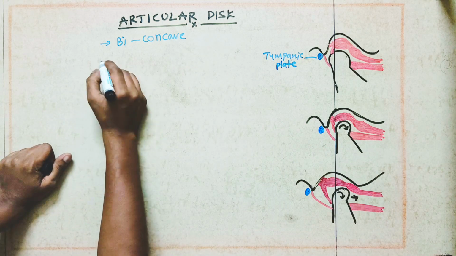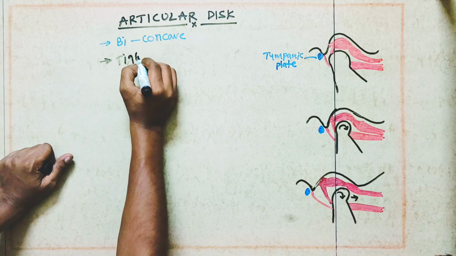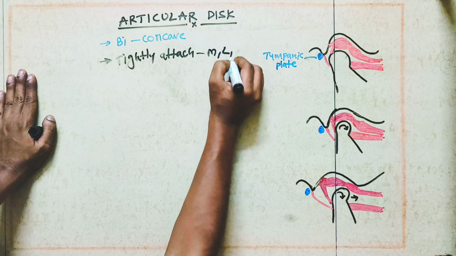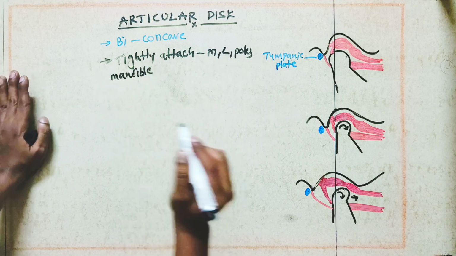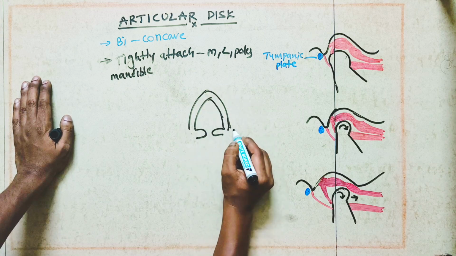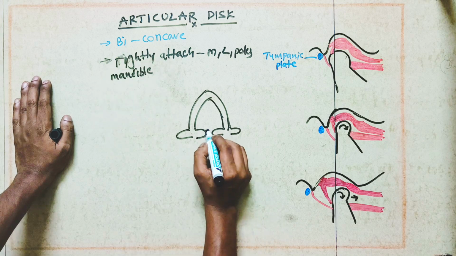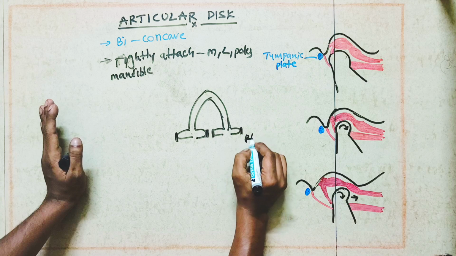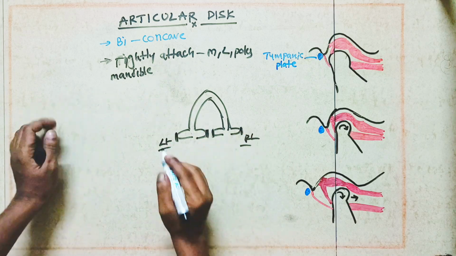One more point: the disc is firmly, meaning tightly, attached to the medial and lateral poles of the mandible. Earlier we said that if you take the mandible like this, in superior view, these are the medial poles, these are the lateral poles. So the disc attaches tightly to the medial and lateral poles of the mandible, on the right side and left side, very tightly.